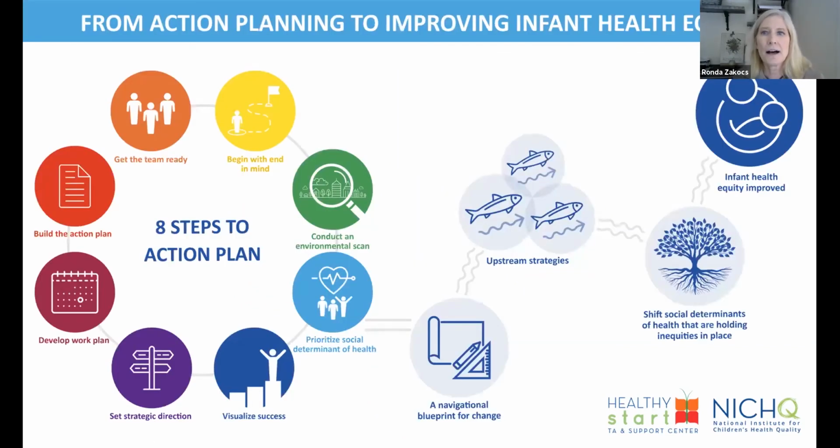All right, so in the action plan, there's kind of 8 steps that we are offering. And again, many of these steps are things that you're probably already doing or engaging in. And that's on the left-hand side. And of course, the idea is the action planning process will then help create a navigational blueprint for change to really target those upstream strategies. So to shift those social determinants of health that are holding inequities in place, ultimately, and to improve infant health equity. Next slide, please.